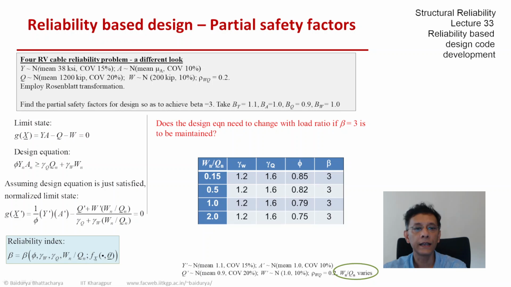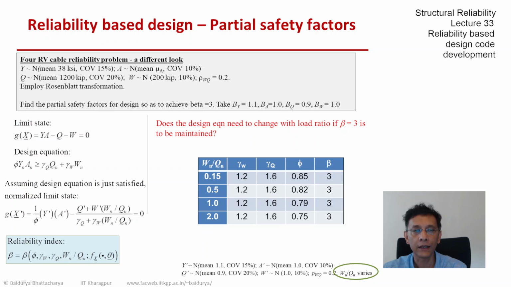The question is that obviously we cannot keep changing the design equation. We can't keep changing the factors. So let us say we fix the factors. And then as the design situation changes, which means Wn over Qn varies, obviously beta will not be maintained. What would happen? How badly would beta be affected?